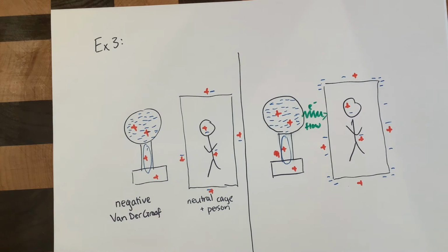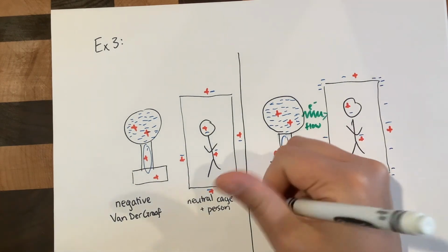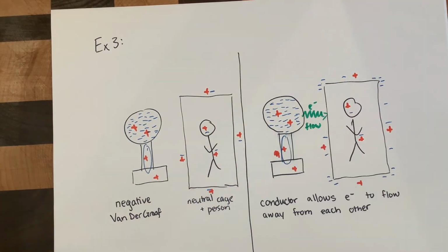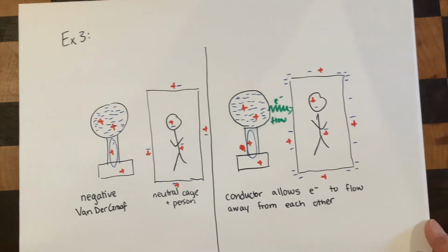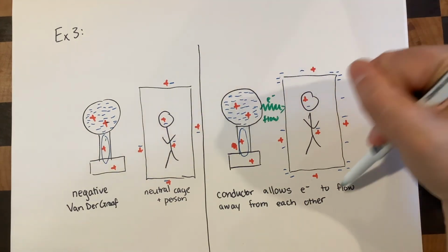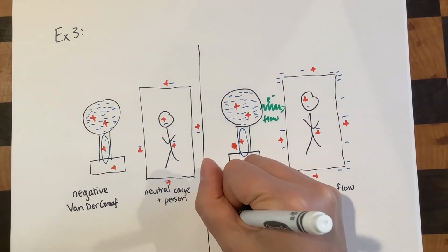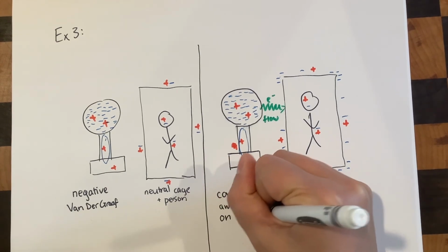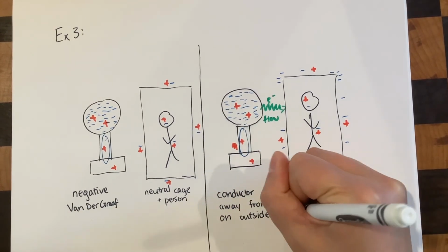I call this demonstration safe in a cage. And that's because if you are inside this metal cage, the conductor, it allows the electrons to flow away from each other, but moreover than allow them to do so, those electrons will move as far apart as possible, which always means they form a skin. They form a surface on the edge of the conductor. On the outside of the conductor, the electrons are going to settle.